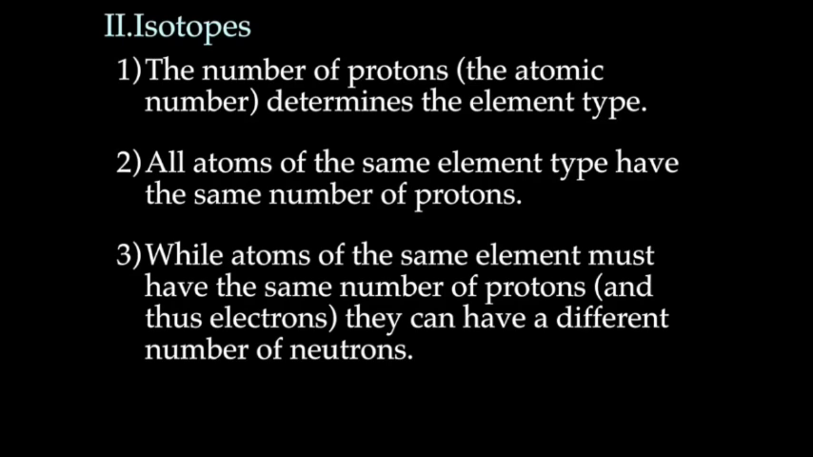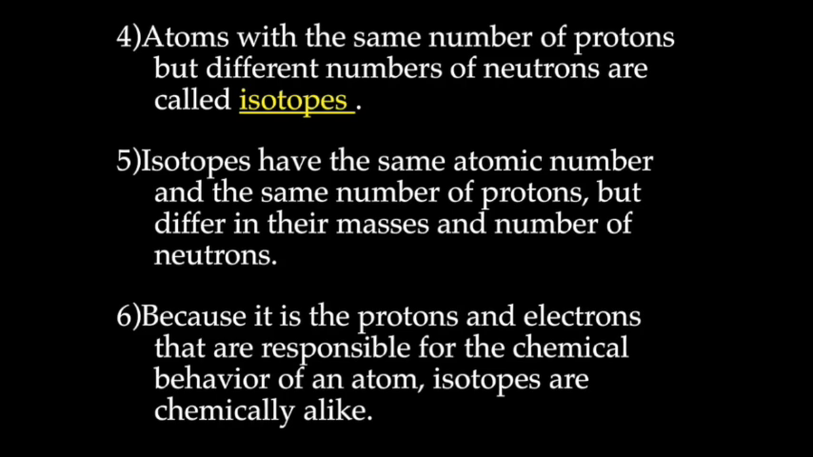So it's actually the number of protons that determines the type of atom it is. Okay? So while atoms of the same element must have the same number of protons, and thus the same number of electrons, they can have a different number of neutrons. Remember, neutrons are neutral. And so while with protons and electrons you have to have the same amount so their charges can cancel out, that's not the case with neutrons. Okay, so atoms with the same number of protons but different numbers of neutrons are called isotopes.